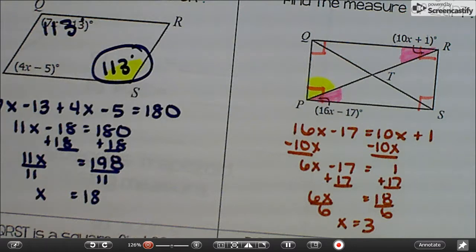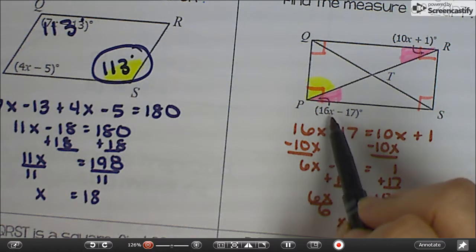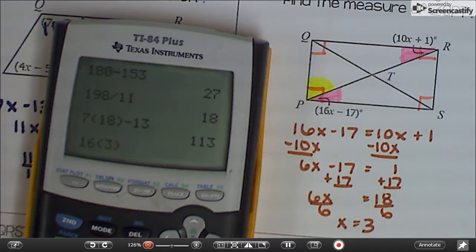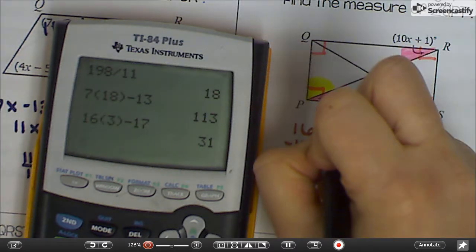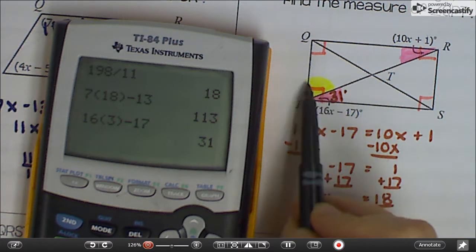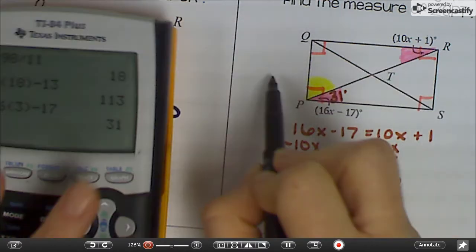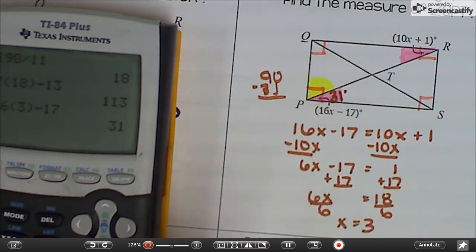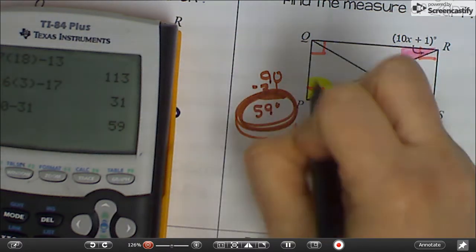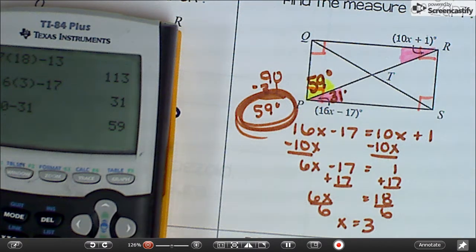All right, hopefully when you finished, you got x equals 3, and we're going to plug that in. I'm going to plug it in right here because that's closest to what I'm looking for. So I'm going to do 16 times 3 minus 17, which is 31 degrees. Together, these two angles here have to add up to 90. So I'm going to do 90 minus 31 is 59. And that's the answer, 59 degrees. All right, we can fill in a bunch of other stuff in here, but at this point, this is good enough. So we're going to continue.